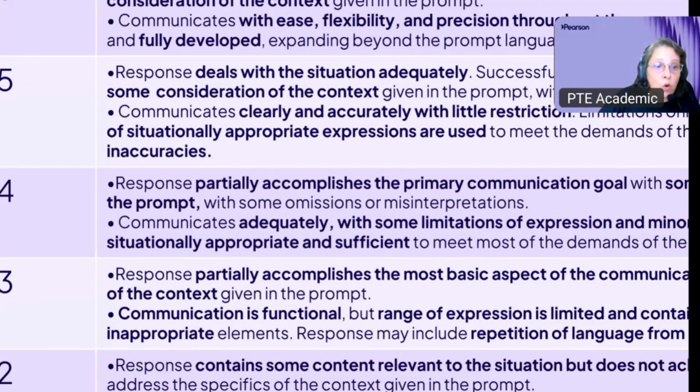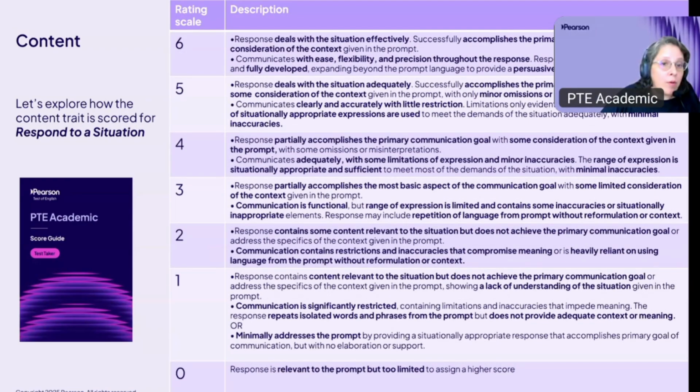So the purpose of going into such detail was to explain to you how you'll notice that the way the words are used, effectively, adequately, partially, some variety, situationally appropriate. These give you an indication of what is expected at a 1, a 2, a 3, or a 4, or a 5, or a 6.